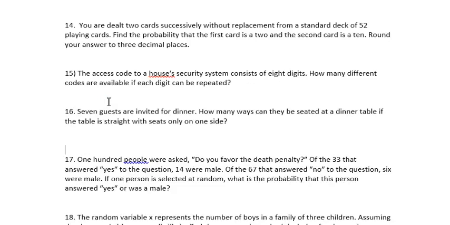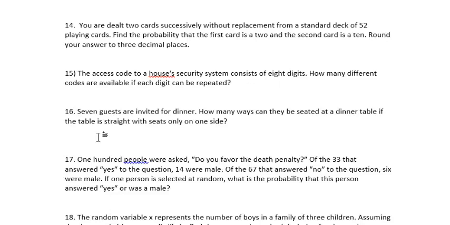7 guests are invited for dinner. How many ways can they be seated at the dinner table if the table is straight with seats on only one side? Now for combinations or different possibilities, there are 3 different things that are covered. First of all, the first thing is if you want just the different combinations of any combination of things happening, like the order of 7 people in this case.